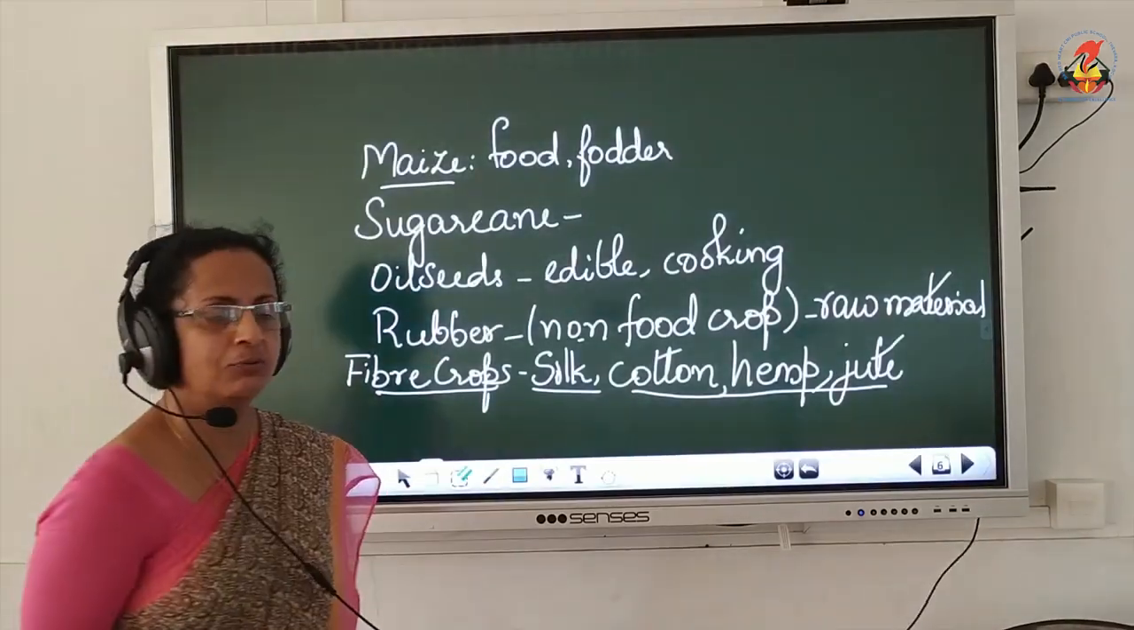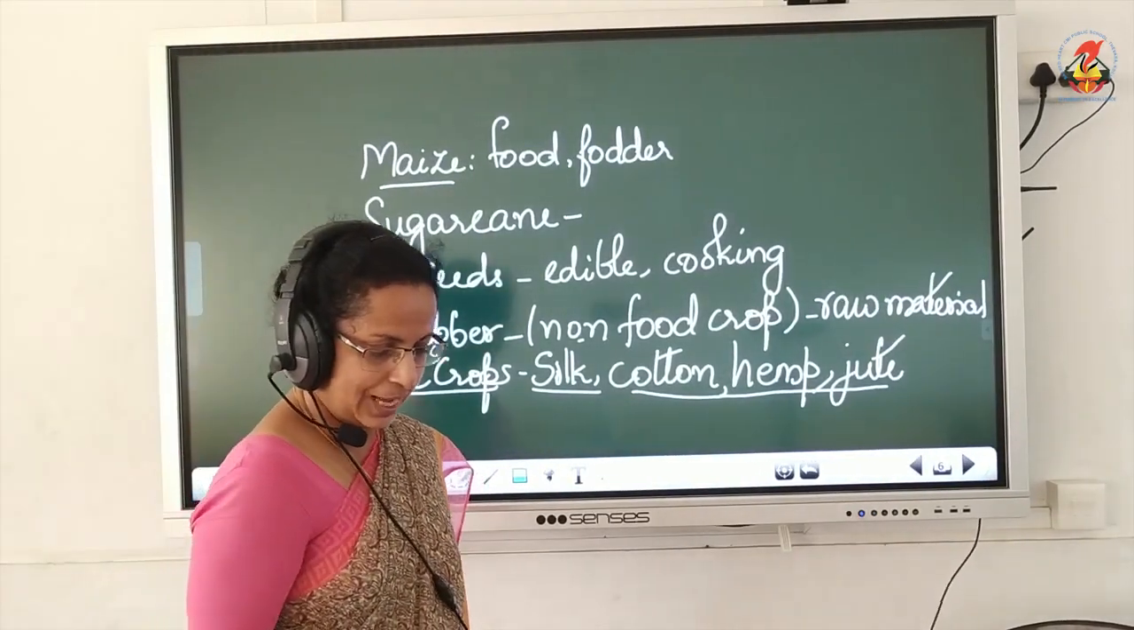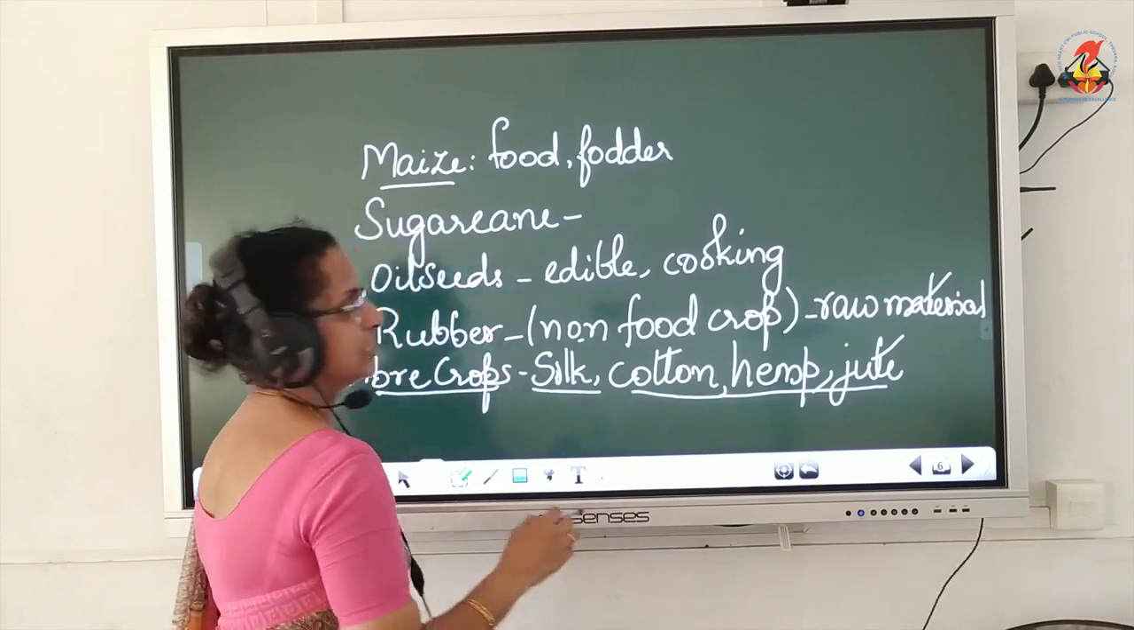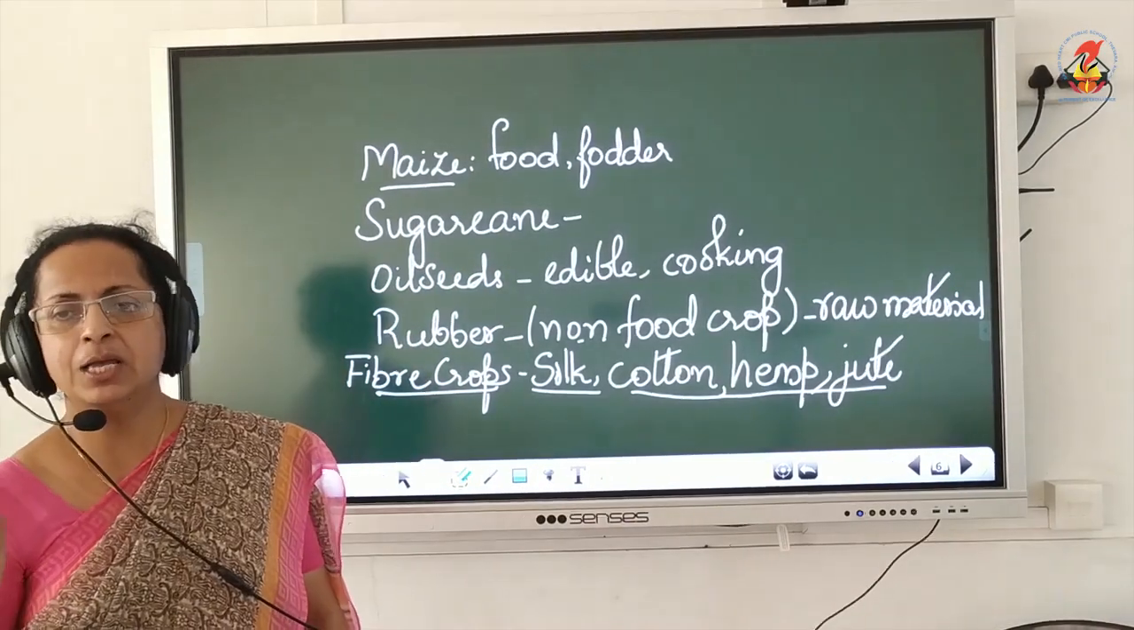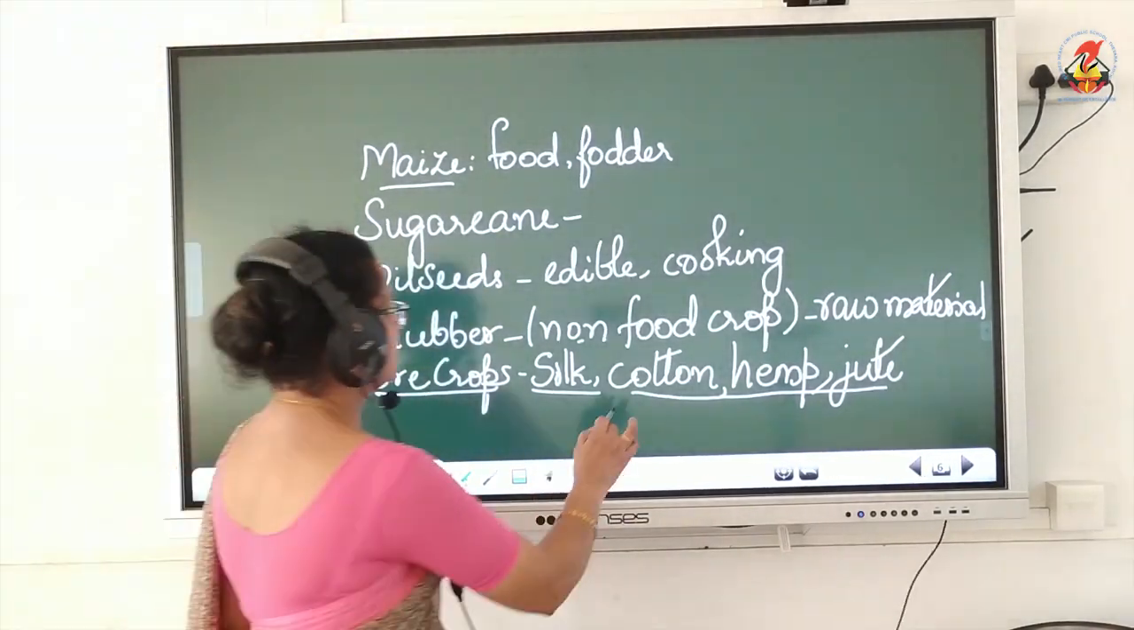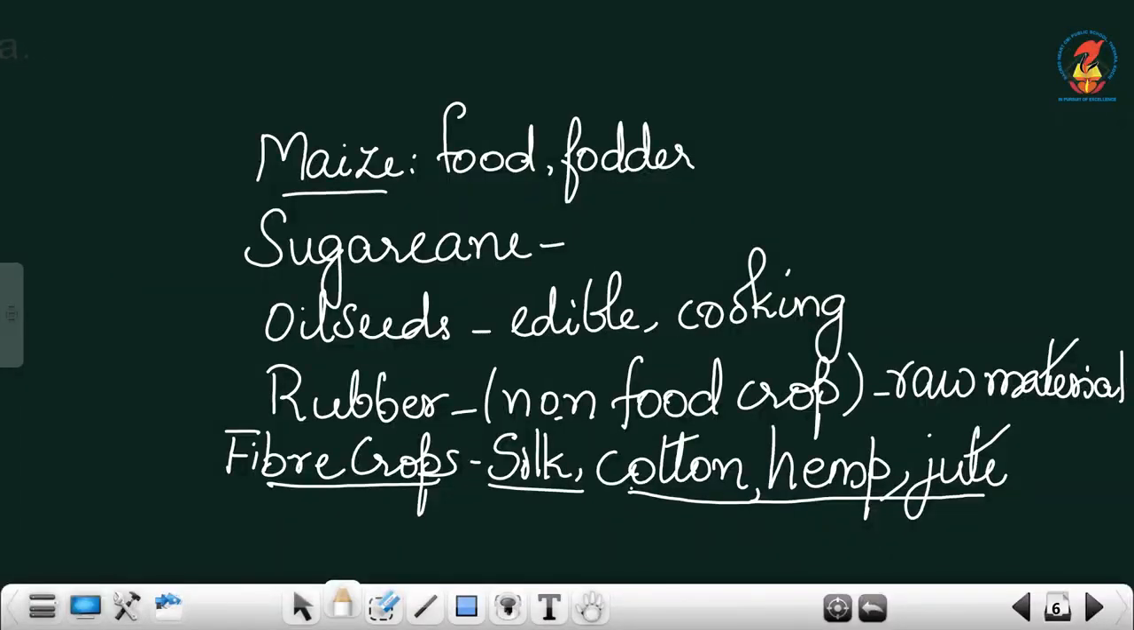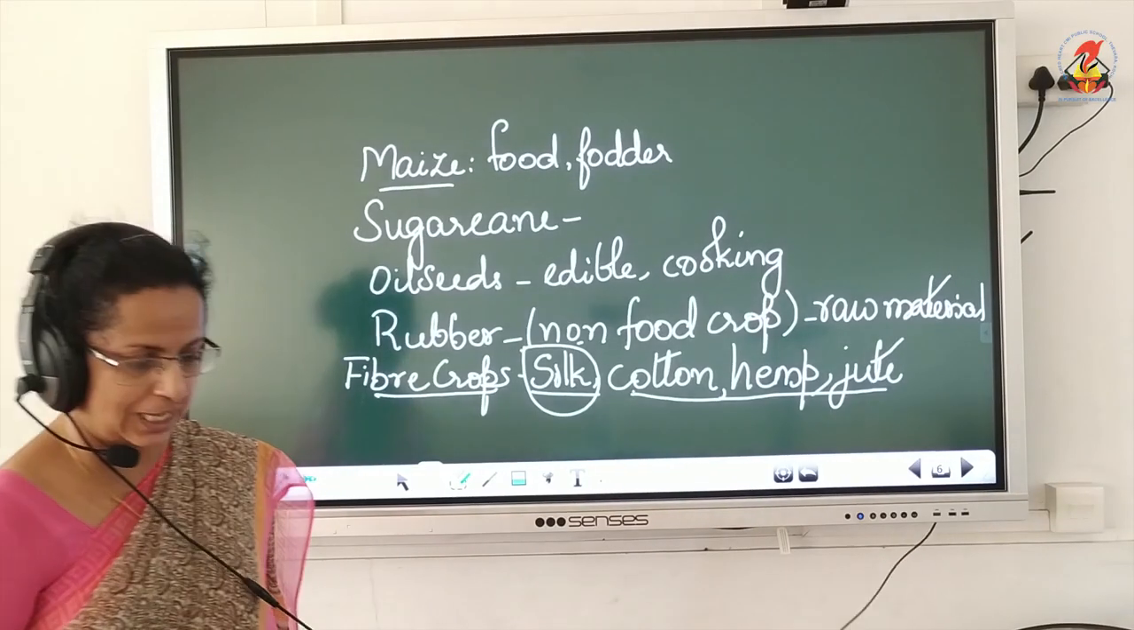But whereas silk, from where do we get it? We get it from the cocoons of silkworms. These three, they are got from the crops grown, the plants grown. Whereas this one, silk, is from the silkworm, the cocoons of silkworms.